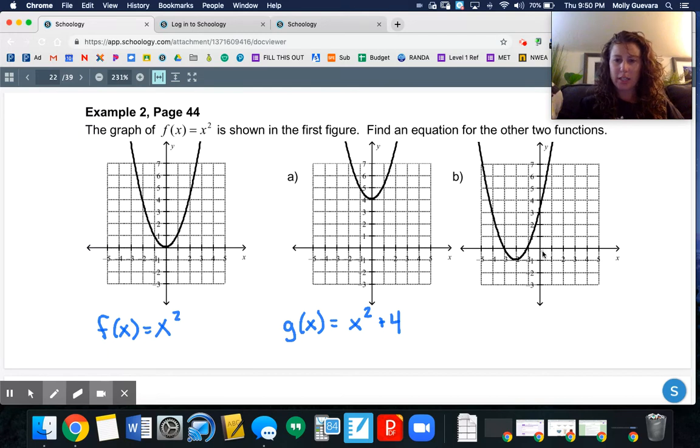Over here, looks like I've moved it to the left, too. So I'm going to call this one h of x. Since I've moved it to the left 2, this is going to be x plus 2 inside the parentheses. And then I've also moved it down 1, so it'll be minus 1.